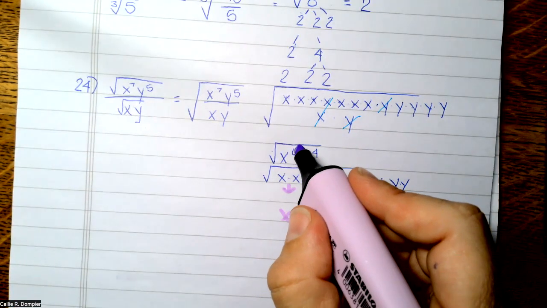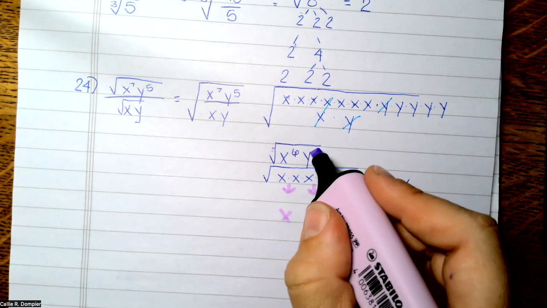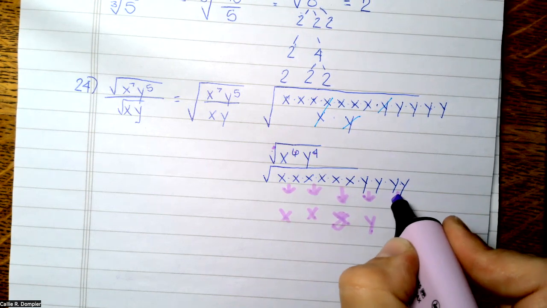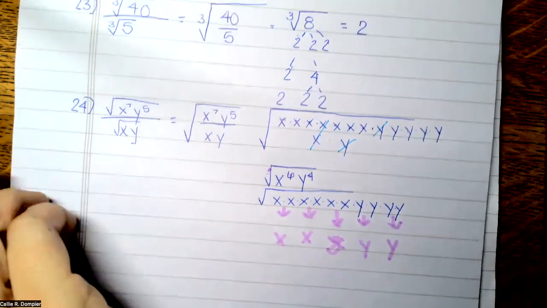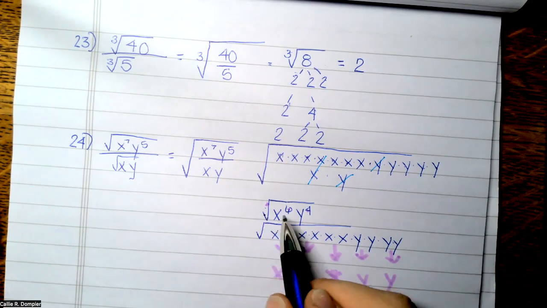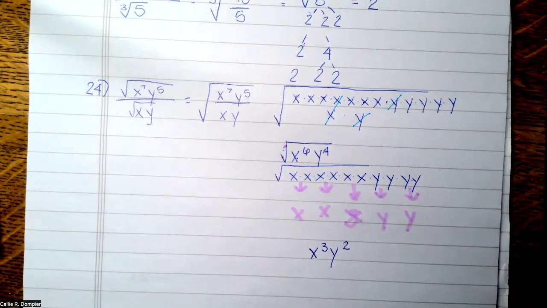So x to the 6, like I said, 6 divided by 2 is 3. So that's how many x's we have. We have 3 x's. 4 divided by 2 is going to be 2. So we're going to get 2 y's out of this deal. And there'll be nothing left under the radical. So instead of the square root of x to the 6th, y to the 4th, we have x to the 3rd, y squared as our final answer for number 24.